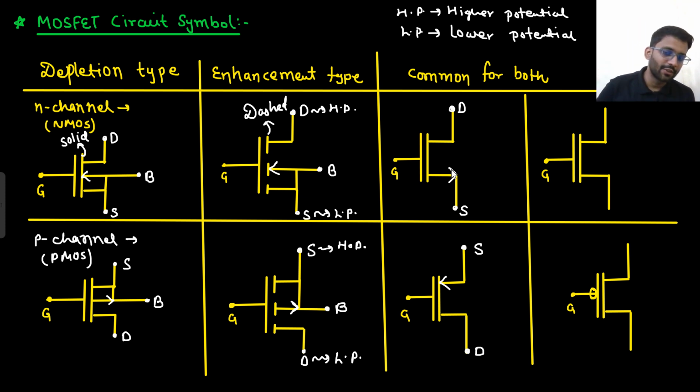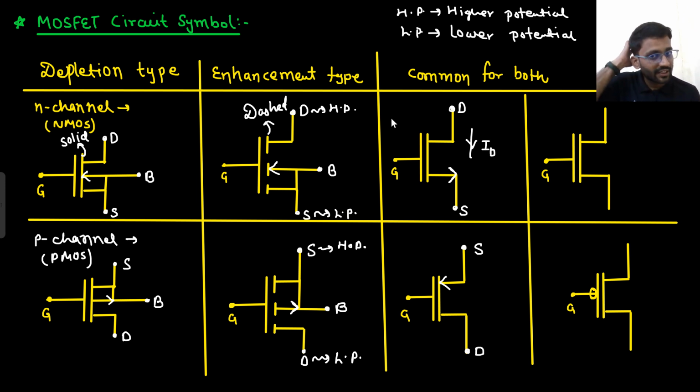Although this shows the direction of arrow, this arrow shows the direction of current. In case of NMOS, what is the direction of current? Remember it. In case of NMOS, what is the direction of current? Electrons travel from source to drain. That means direction of current is from drain to source. So this is the direction of current in case of NMOS.